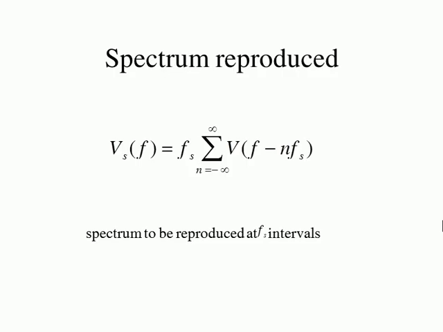And as a result of that reproduced spectrum, what you do is you put in a low-pass filter. And the low-pass filter is called an anti-aliasing filter. And aliasing removes the spectrum that occurs at harmonic intervals over the sampling frequency.